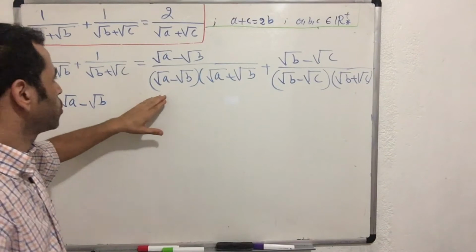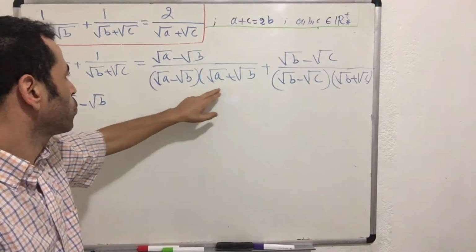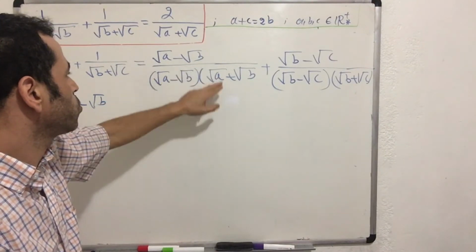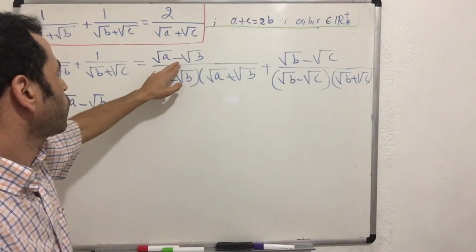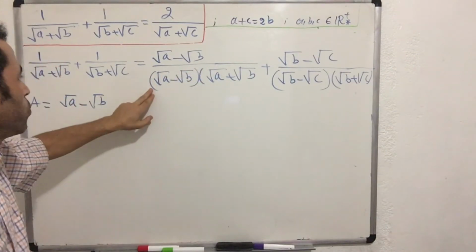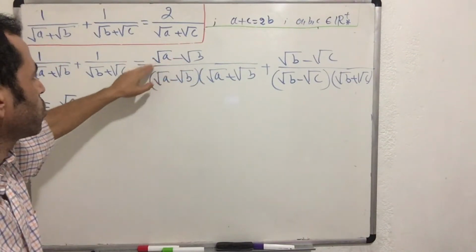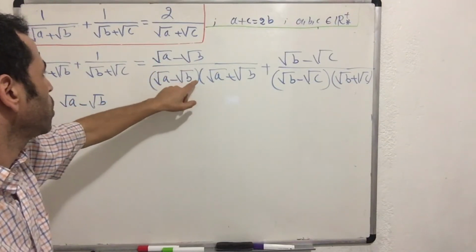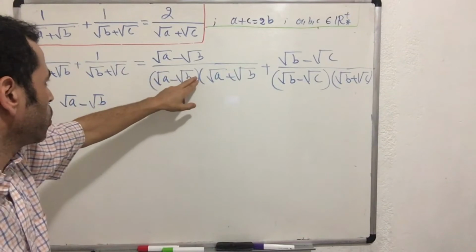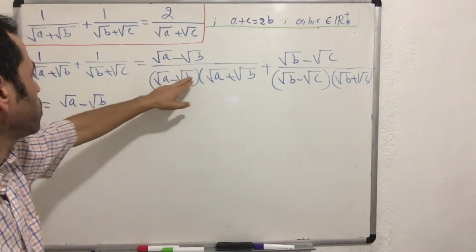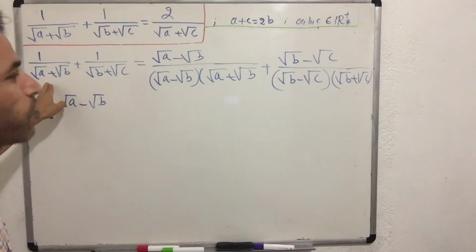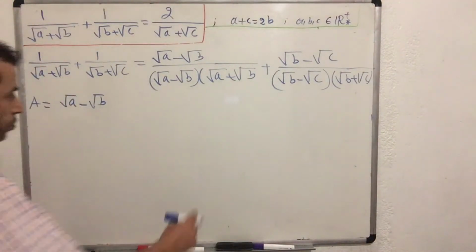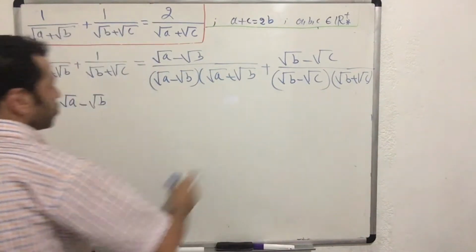My goal is just to remove the square root from the denominator by multiplying both numerator and denominator by square root of a minus square root of b. If you take a look here, square root of a minus square root of b over square root of a minus square root of b equals 1. If you simplify this one, you will go back to the original fraction where you came from. The same thing applies to the second term.